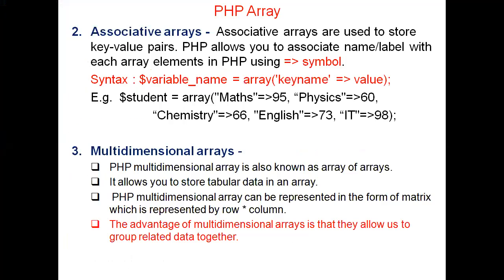Now the next one is the multi-dimensional array. Just as in other languages you use a 2D array or 3D array, in the same manner you can also create a multi-dimensional array in PHP. In PHP, a multi-dimensional array is also known as an array of arrays. It allows you to store tabular data in an array, like a 2x2 matrix or 3x3 matrix, meaning 3 rows 3 columns, or 2x3, meaning 2 rows 3 columns. It is used to store tabular data.